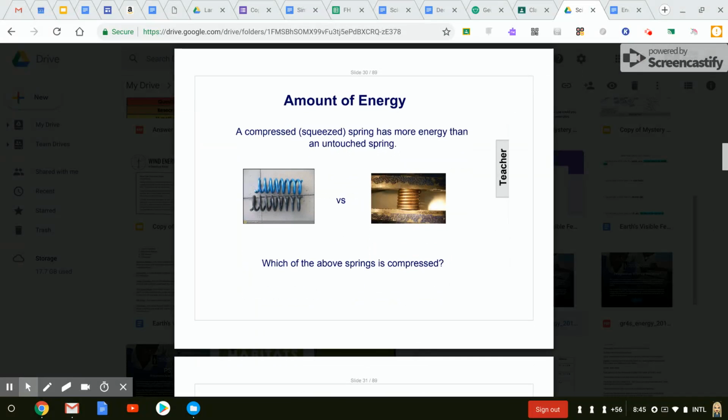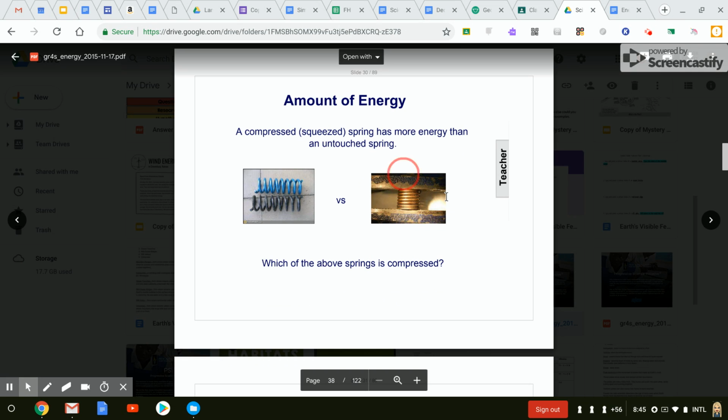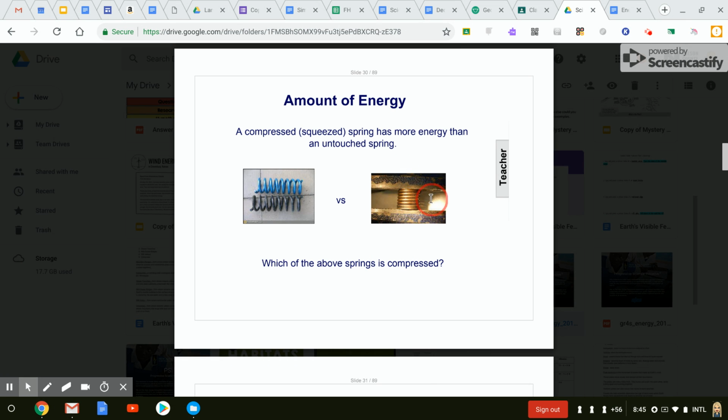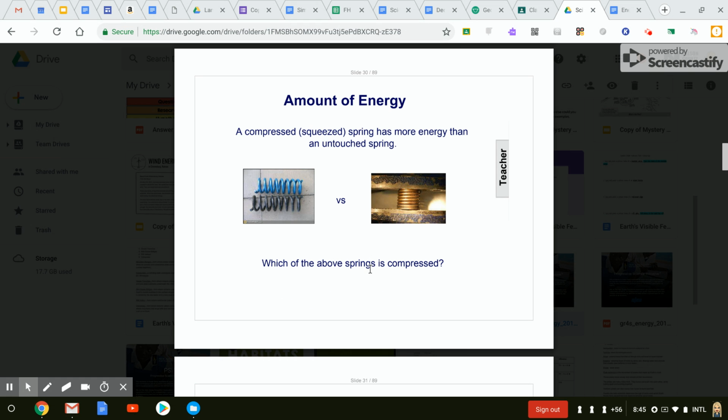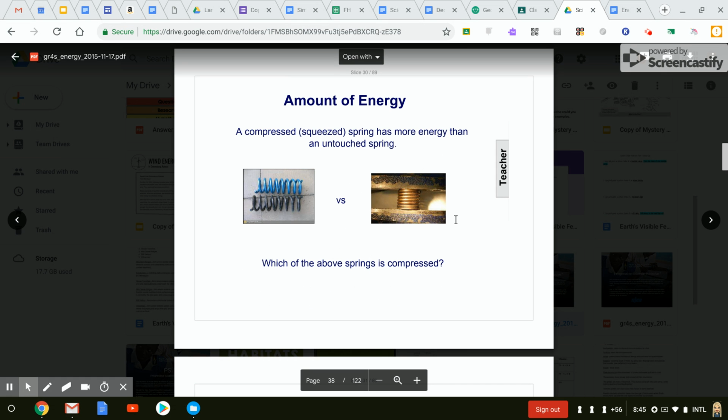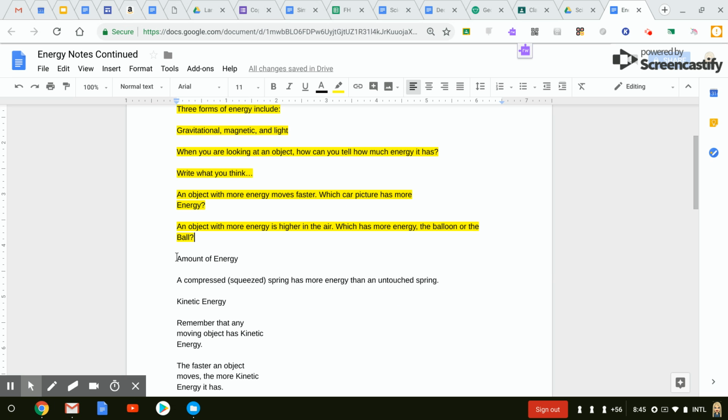So continuing amount of energy, if we looked at a compressed spring, that's what this picture is right here. A compressed spring means it's squeezed together. This spring has more energy than an untouched spring. So which of the above is compressed? Well, it's this one right here, and it contains more energy than the uncompressed springs.